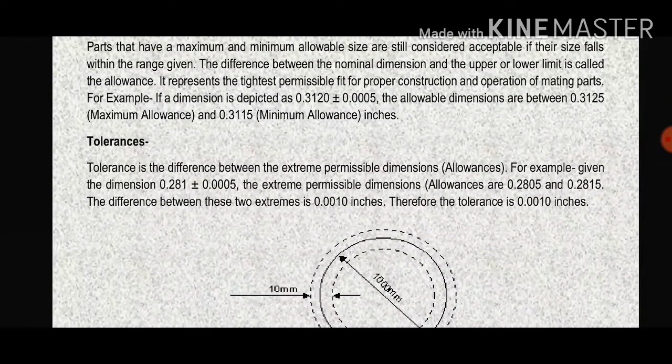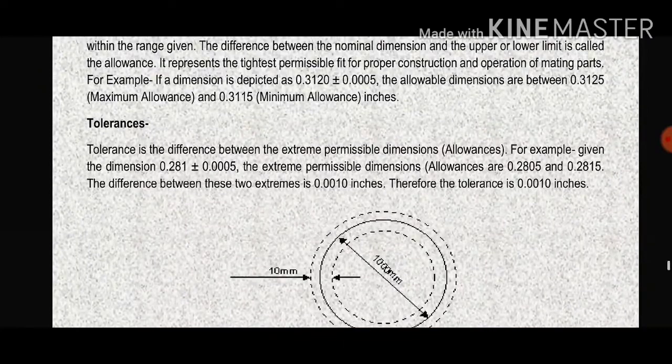Tolerance. Tolerance is the difference between the extreme permissible dimensions. For example, given the dimension 0.281 plus or minus 0.0005, the extreme permissible dimensions are 0.2805 and 0.2815. The difference between the two extremes is 0.0010 inch, therefore the tolerance is 0.0010 inch. So this is tolerance.